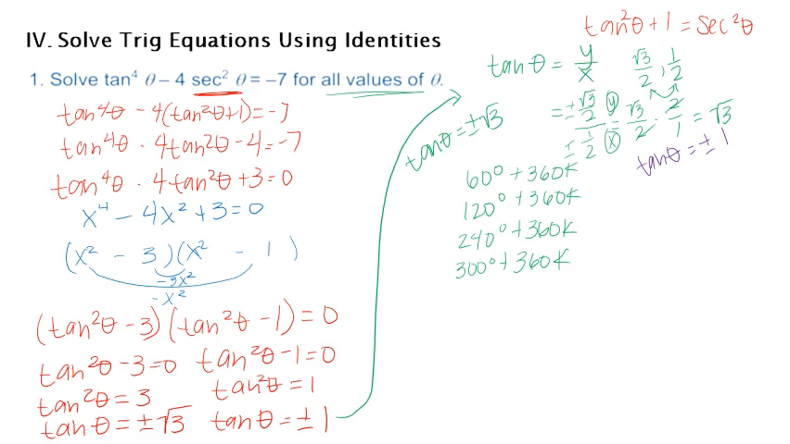So that's going to happen at 45 degrees. It happens at 135 degrees. It happens at 225 degrees. And then it also happens at 315 degrees. Oops, not 3,150. Got a little circle happy there. Okay, again though, we have to add plus 360K.